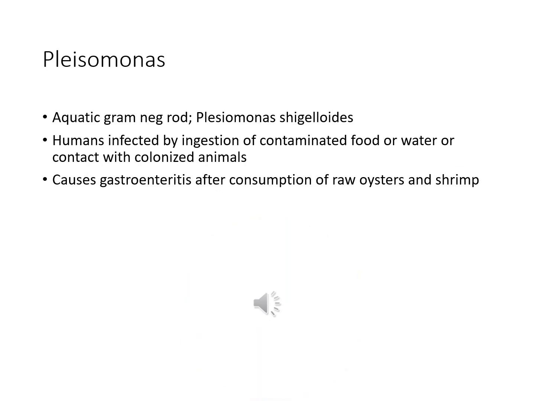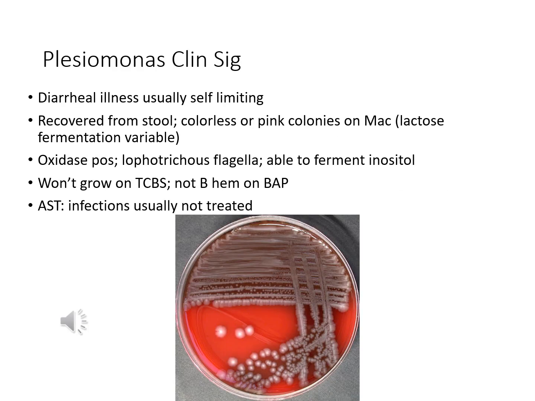Plesiomonas is also an aquatic gram-negative rod. Plesiomonas shigelloides is the most commonly seen species. Humans are infected by ingestion of contaminated food or water or contact with animals that are colonized with this organism. Oftentimes, this will result in gastroenteritis after the consumption of raw oysters and shrimp. Plesiomonas causes a diarrheal illness, which is usually self-limiting.